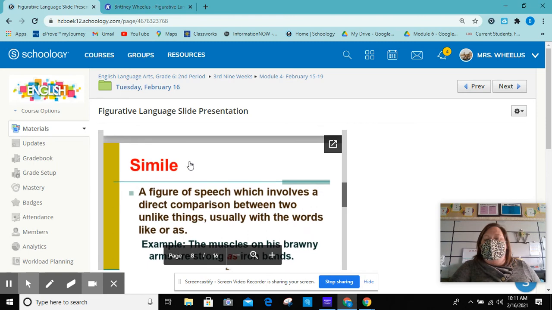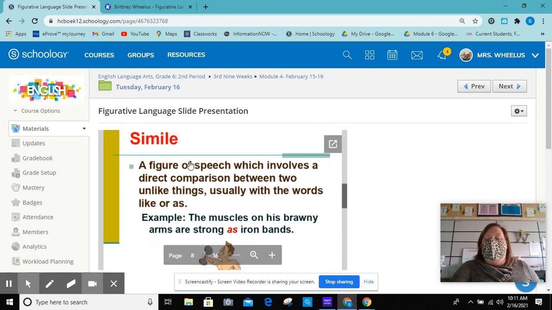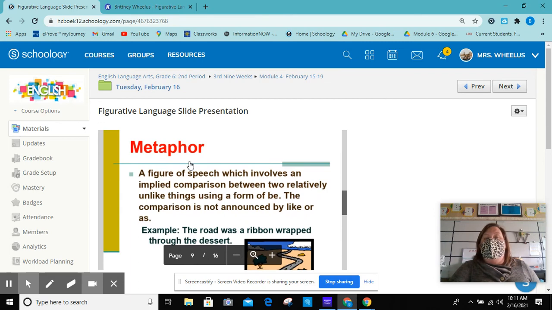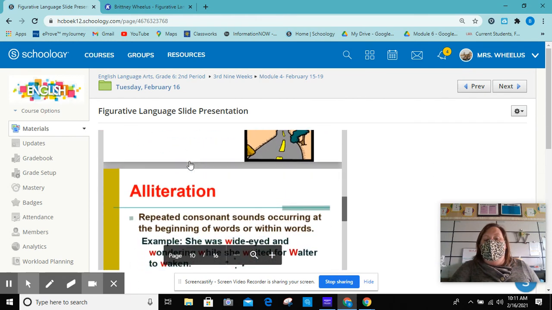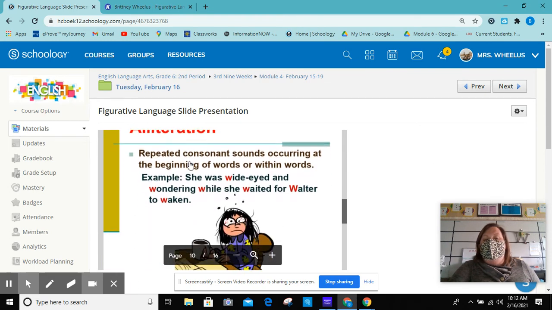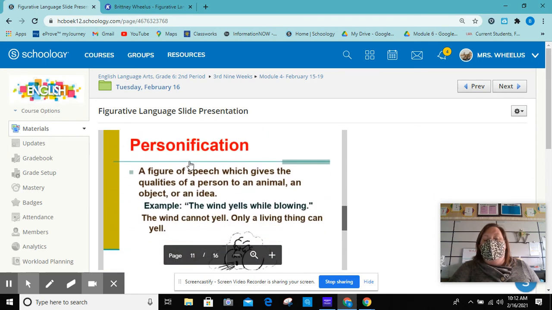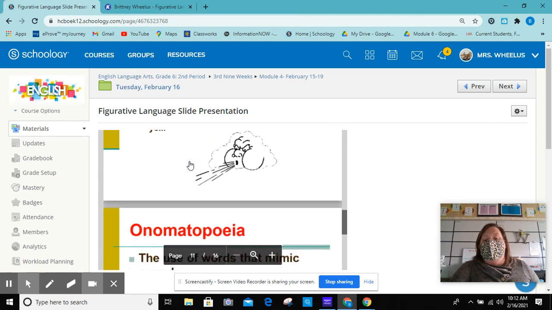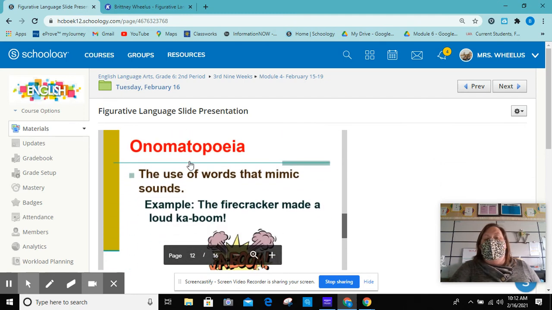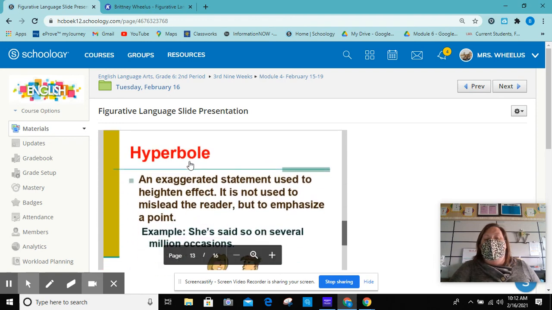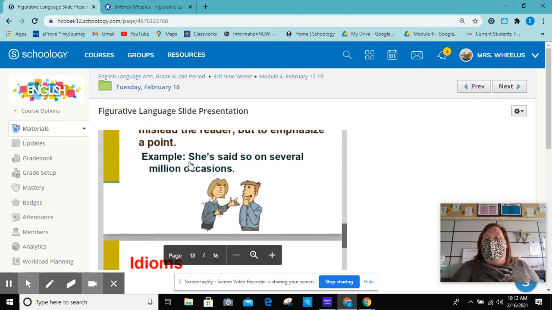Imagery is like doing a picture. A simile is making a comparison using like or as. A metaphor is making a comparison using a be verb. Alliteration is repeated consonant sounds. Personification is giving something human characteristics. Onomatopoeia is the use of words that mimic sounds. Hyperbole is an exaggerated statement.